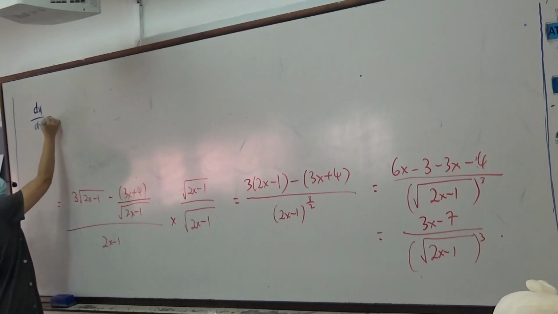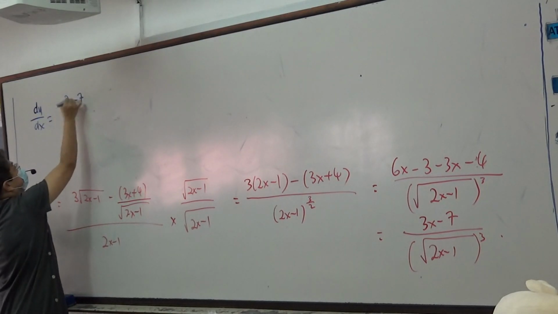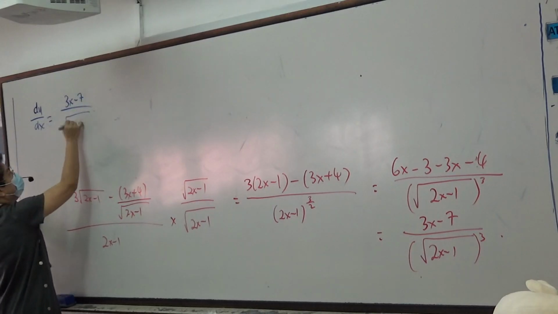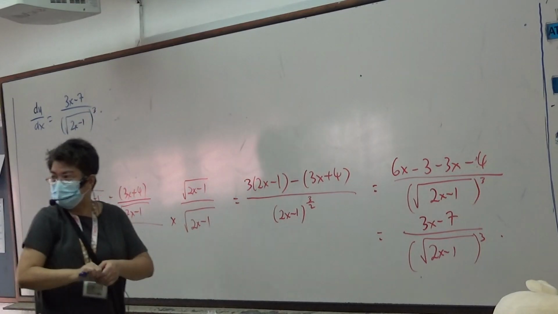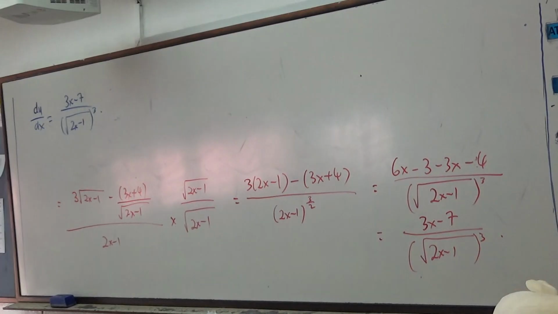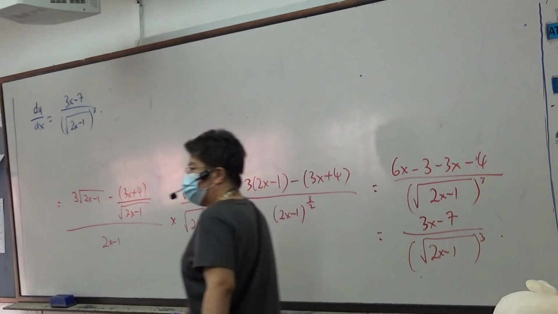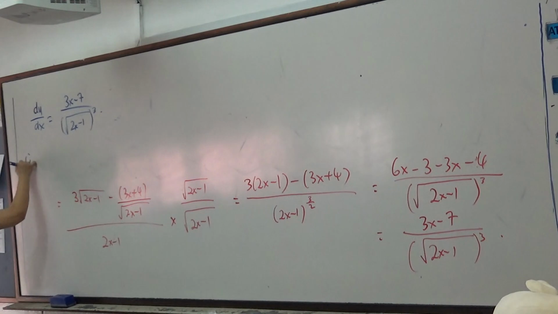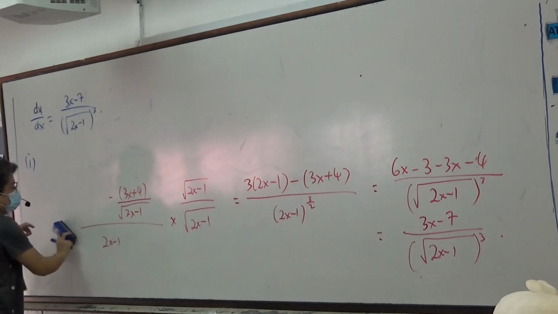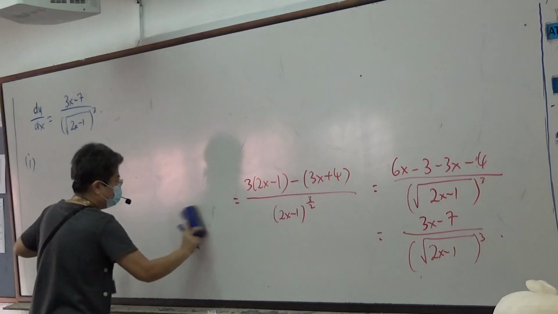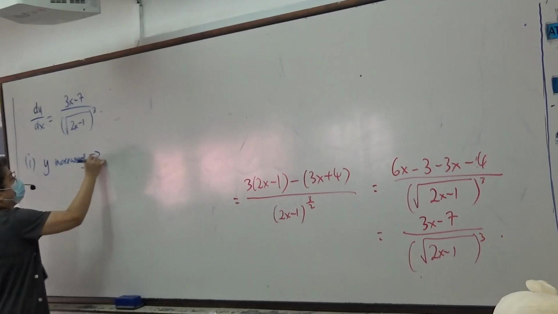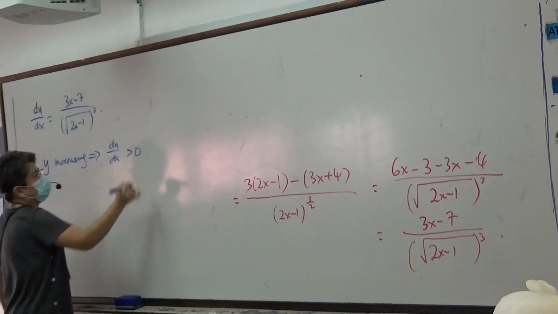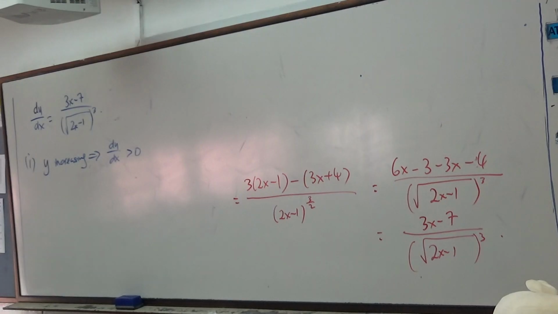dy/dx is actually (3x - 7) over (2x - 1) cubed, right? Okay? Now, let's look at part 1. They want the range of values of x for which y is increasing. Am I right? Very good. Now, look at this.